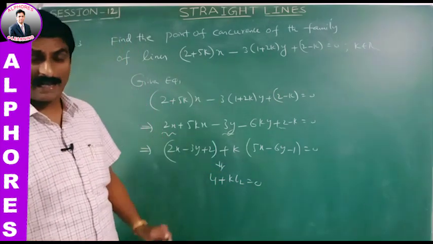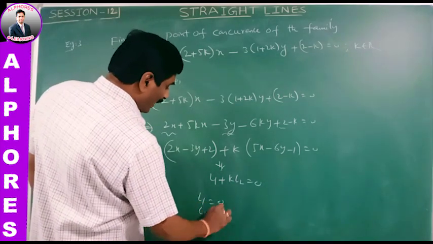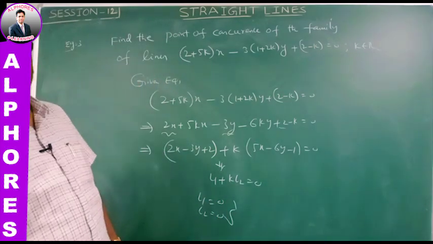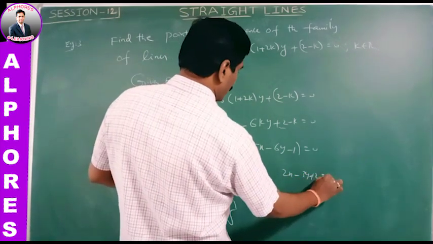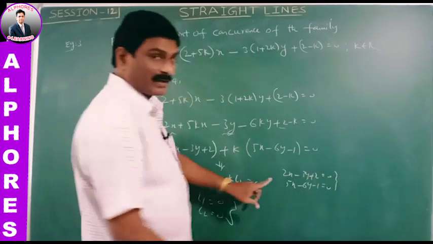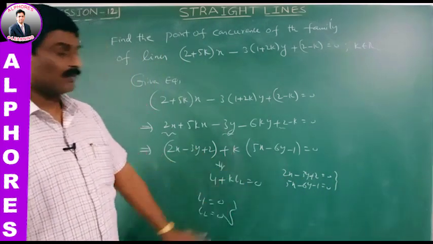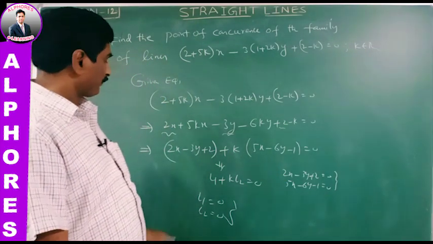What is the point of concurrency? By solving L1 equals 0 and L2 equals 0, we get the point of intersection. Here L1 is 2x minus 3y plus 2 is equal to 0. L2 is 5x minus 6y plus 1 is equal to 0. Find the point of intersection of these two lines. Then we get the point of concurrency. Please note this point. Please write this value.